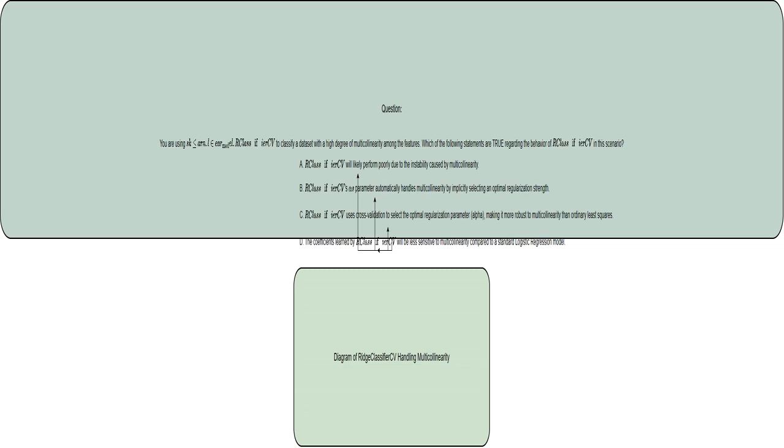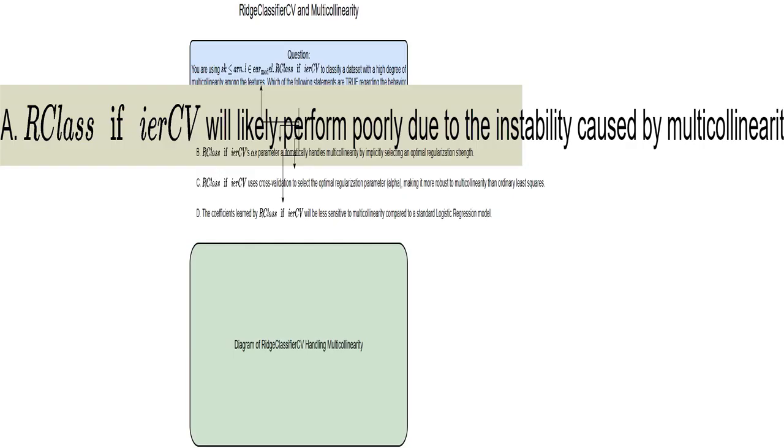Let's break it down. This statement suggests that RidgeClassifierCV will struggle with multicollinearity. However, RidgeClassifierCV is specifically designed to handle multicollinearity better than ordinary least squares regression, so I'd consider this statement potentially false.